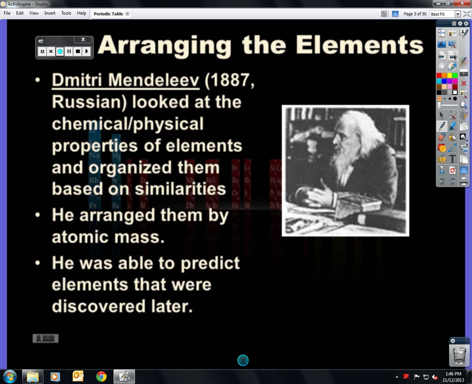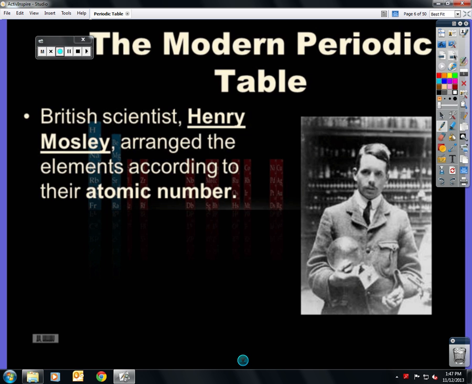Alright, so arranging of the elements. Dmitri Mendeleev was not the first person to try to put together this table of the elements, but he was the first person to get it almost right. He made the cards and he put them together based on their similarities. So essentially he was putting together families and he put them in order of atomic mass. He was so close to being correct that he was able to predict elements that were later discovered. Years later, Henry Moseley arranged them by atomic number, and that's the one that we use today.